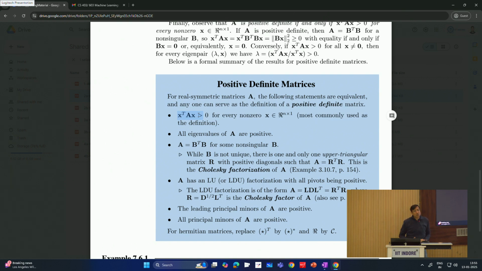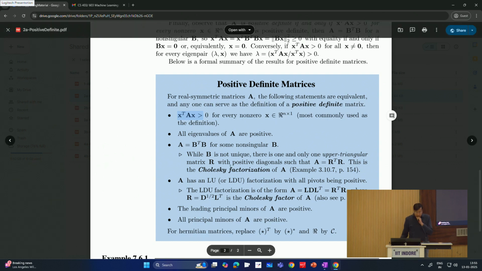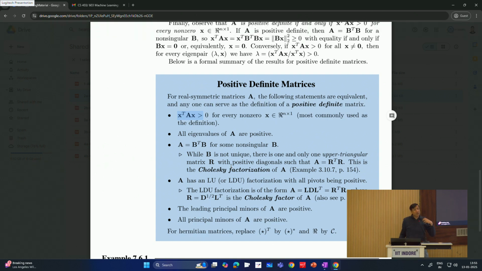It's saying x should be non-negative, or x should be greater than 0, not equal to 0. Why? Because if it's 0, then the whole thing will become 0. In that case, the matrices are called positive semi-definite. So the word semi adds in if you make this greater than or equal to 0. Positive definite matrices are the nicest matrices you could work with because they have very good properties, and the rest of it is the properties of the matrices.